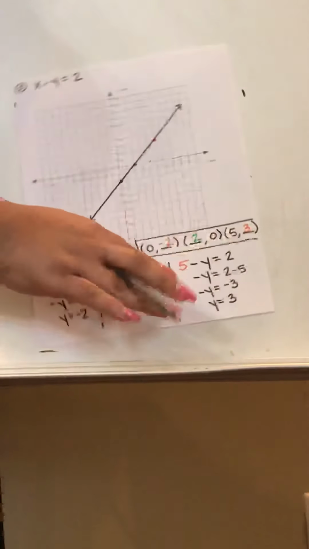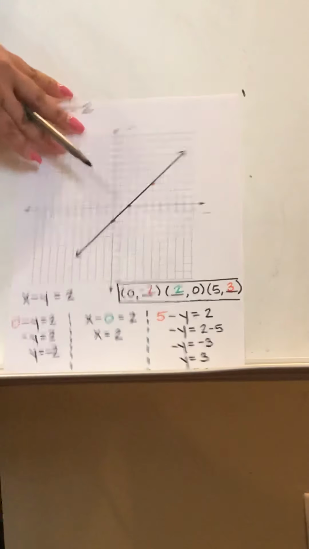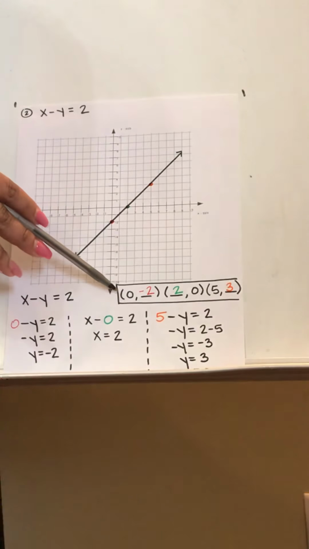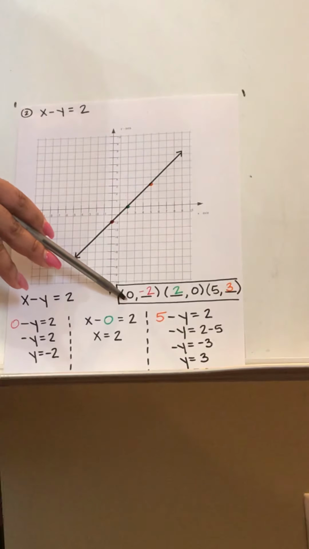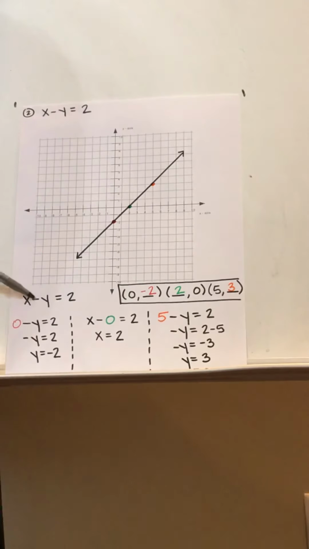Second example: x minus y equals 2. So here are my ordered pairs. First it says let my x be 0. So if I let x be 0, I got negative y equals 2.